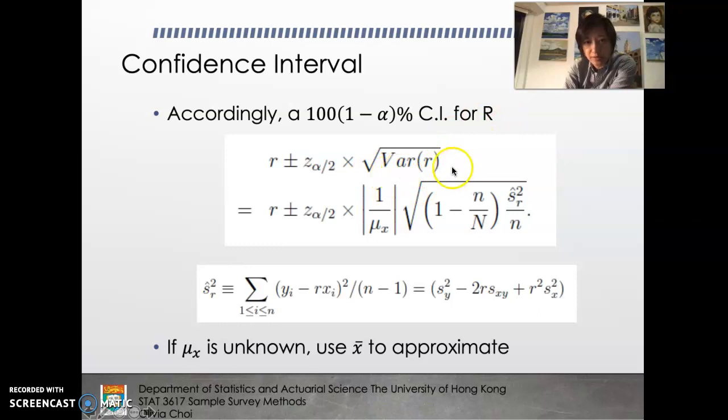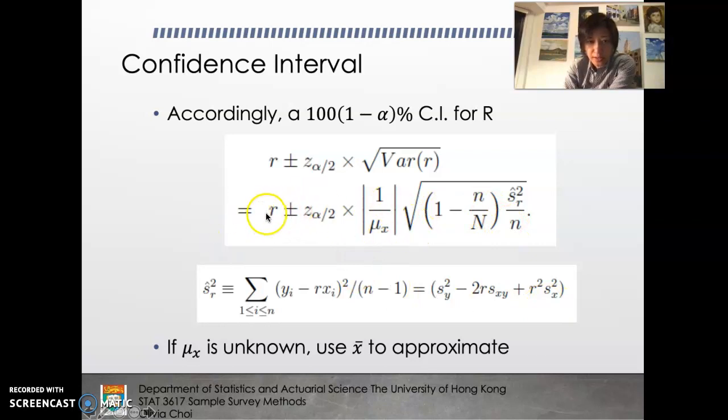We can estimate it using our sample S R squared. S R squared depends on our sample data, which is yi minus r xi, taking the square, adding up together all the n data points, divided by n minus 1. Or that equals s y squared minus 2r s xy plus r squared s x squared.